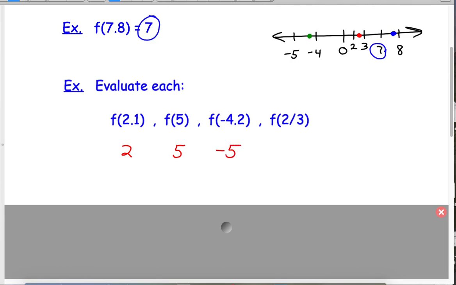And so what a lot of people do is they think, oh, this is just like rounding the number. So when we had 2.1, we rounded it down to 2. 5 just rounds to 5. Negative 4.2 should round to negative 4. No, you've got to think of it this way visually. What's the first integer to the left of it, which is negative 5? And then the last one, 2/3, well, that's between 0 and 1, so the integer to the left of that would be 0.